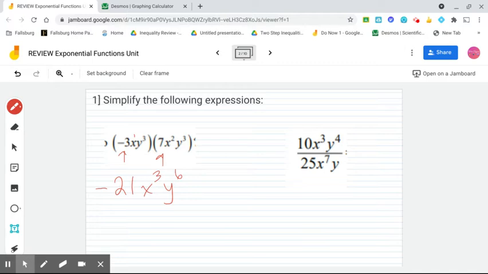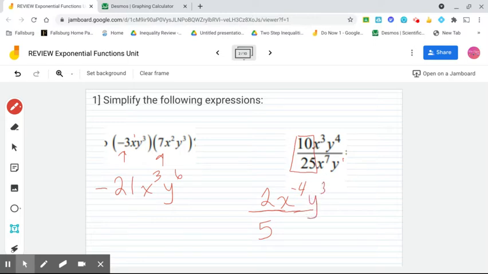Next, we have 10x cubed, y to the 4th, over 25, x to the 7th, y. So we're going to do the same thing. We're going to focus on the coefficients. We can divide each one by 5, so we get 2 over 5. And then we have x cubed divided by x to the 7th, which really means you're subtracting them. So 3 minus 7 gives me -4. So we have x to the -4th. And then I have y to the 4th divided by y to the 1st, which gives me y cubed.